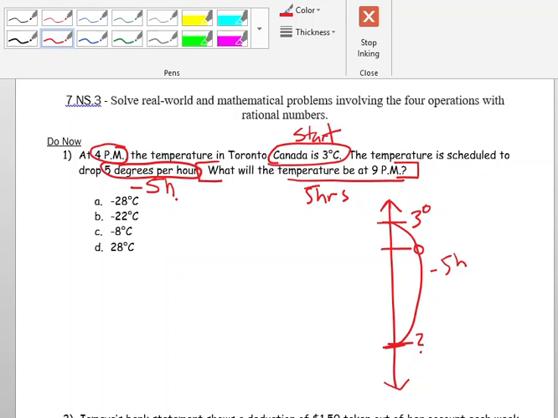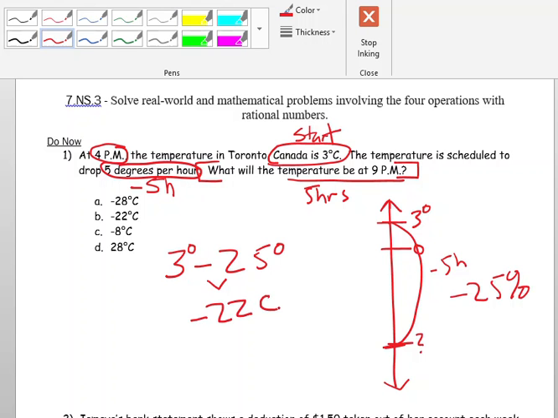Okay, so 5 degrees times 5 hours means my temperature is going to drop 25 degrees. So minus 25 degrees. Okay, so here I have a 3. I'm going to subtract 25 degrees, and I know that I'm going to end up with a negative number because the absolute value of my negative in this case is negative. So I'm going to land on negative 22 degrees Celsius. So you should have picked B. If you did not, please take 30 seconds right now to update your notes to make sure that they look like mine.